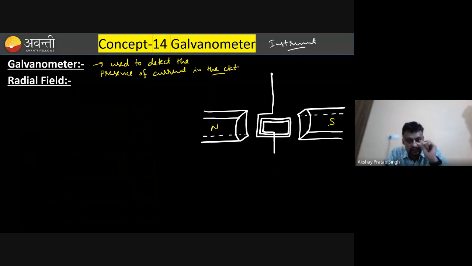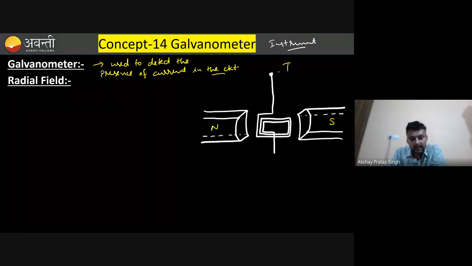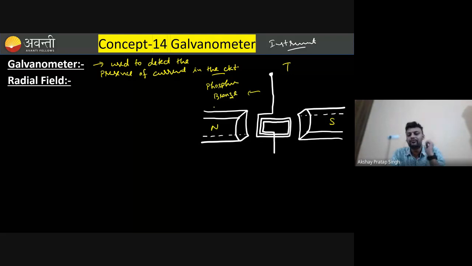And one end of it is attached to a torsion head. One more thing, this strip that you can see is of phosphor bronze. I will tell you later why it is made of phosphor bronze only. If you wrap a coil, there will be two free ends. One end is attached to this torsion head, another end is attached to a spring like this.